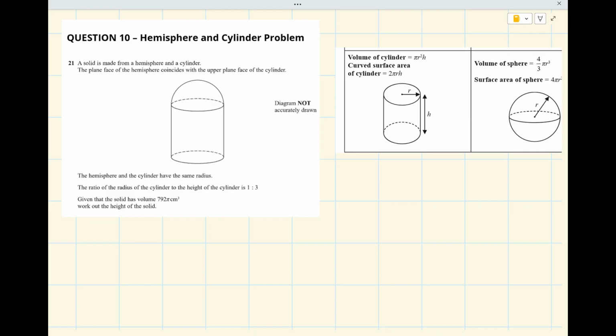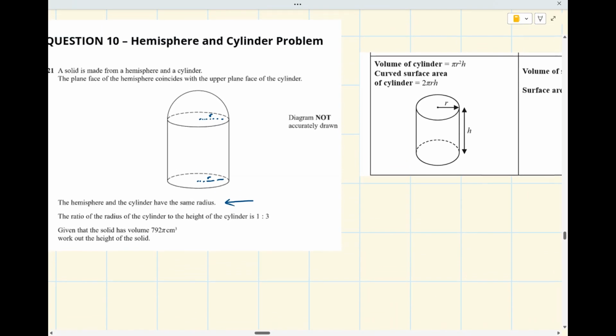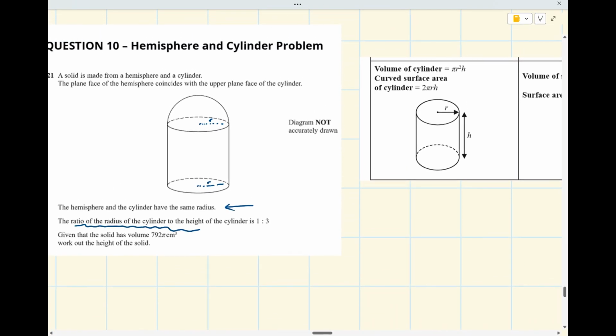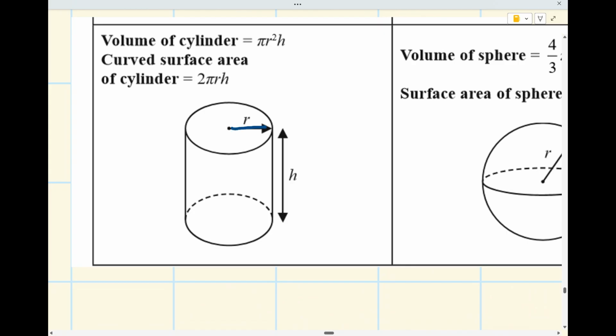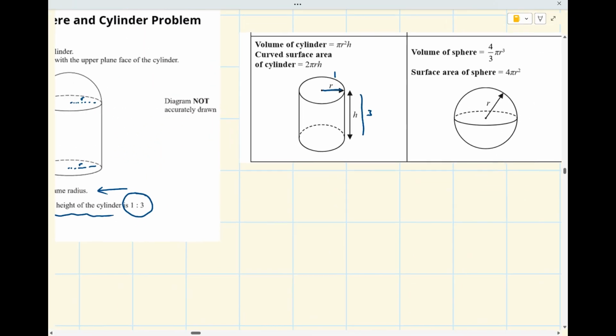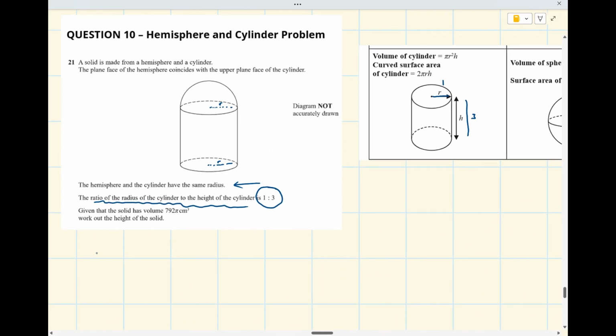The hemisphere and the cylinder have the same radius. Well, they kind of look like they do, don't they? So there's the radius here, and here's the radius here. Okay, and the radius of the cylinder and the radius of the hemisphere are the same. Fine. The ratio of the radius of the cylinder to the height of the cylinder is 1 to 3. Here's a cylinder. The ratio of the radius to the height is 1 to 3. Wait a minute. That means that the height equals 3 times the radius.